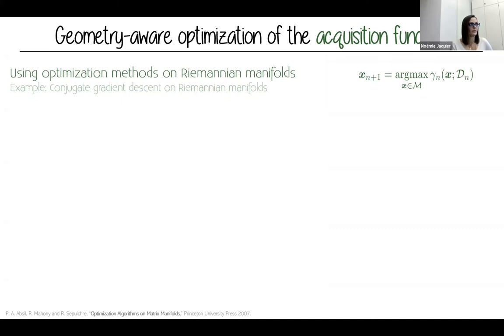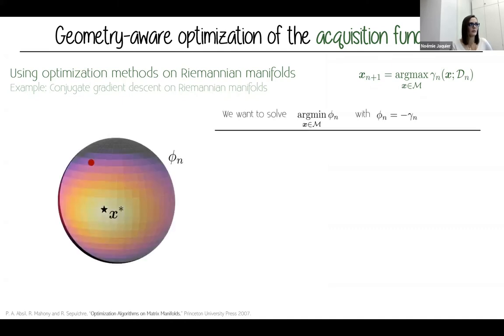The idea behind this conjugate gradient descent is that you want to find the minimum of minus the acquisition function. You want to maximize the acquisition function, so you minimize minus the acquisition function. Here on the left, you have an example of a very simple function. The more you go towards yellow, the lower the value of the function. So the optimum is given by the X star.